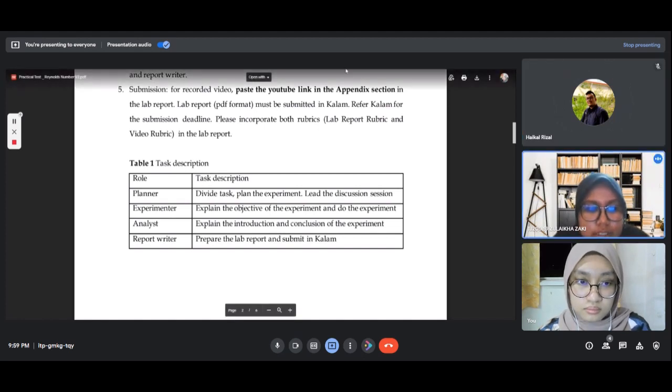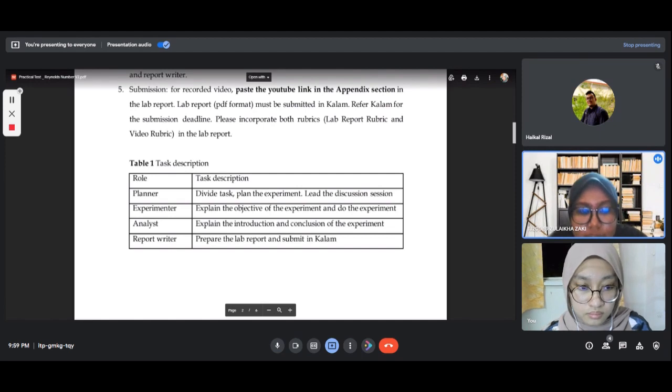So the task of the planner is to divide the task, which I'm doing right now, plan the experiment and lead this discussion session. The experimenter and analyst, which is Izati, will explain the objective of the experiment and do the experiment. The analyst's task is to explain the introduction and conclusion of the experiment. The report writer, which is Haikal, will be doing the lab report and submit the report.